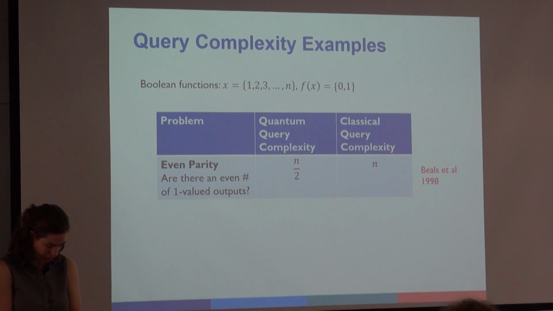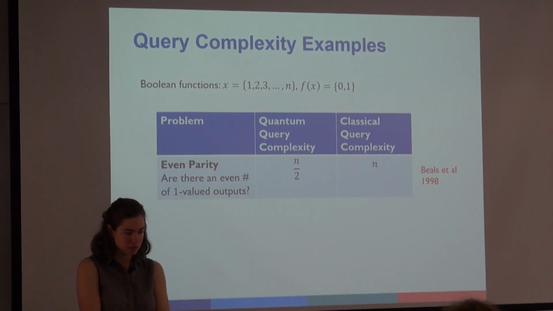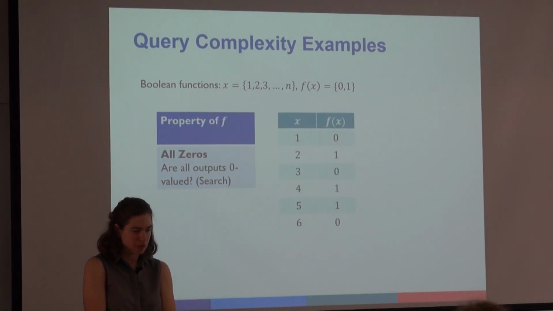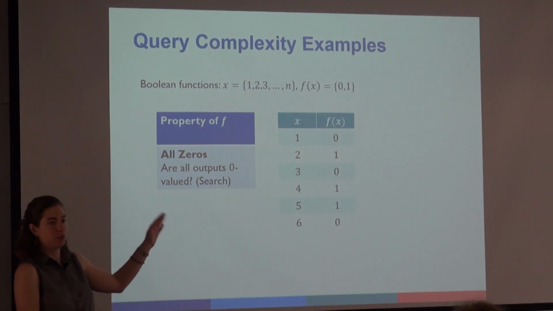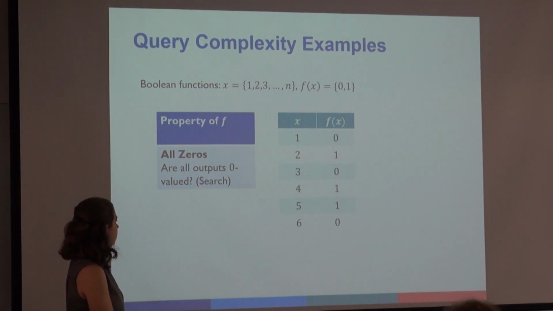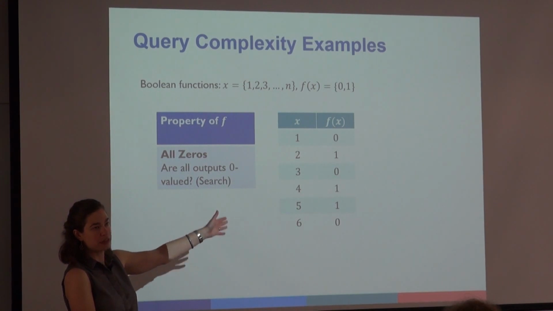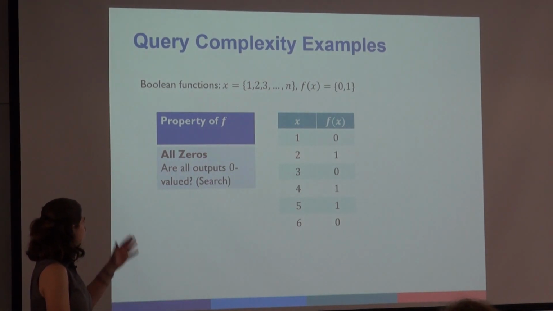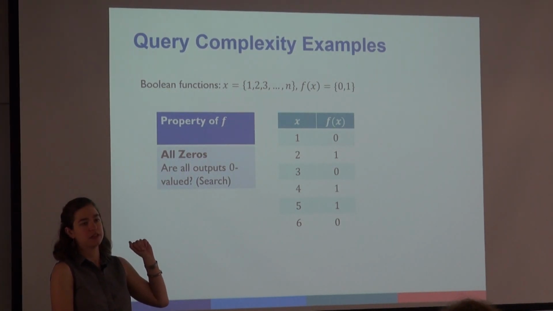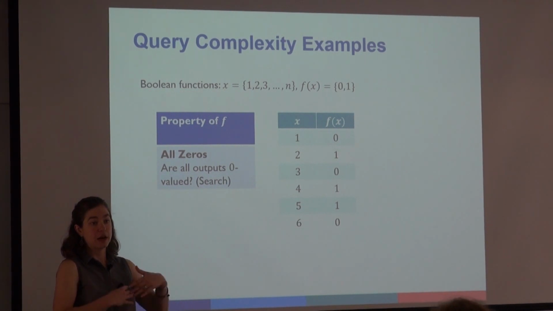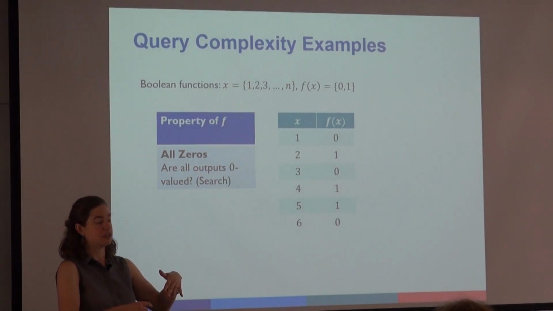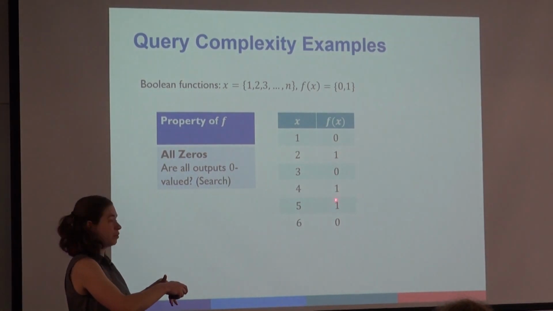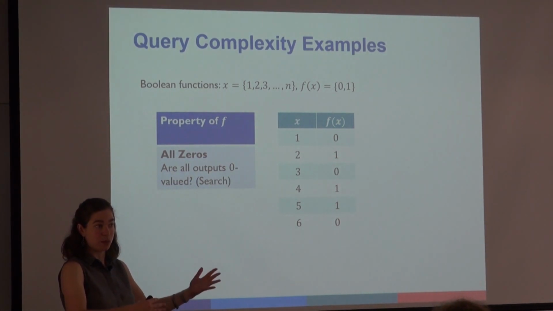Okay, so let's look at another example. Here we'll stick with Boolean functions, and again the outputs are just 0 or 1. Now the question we want to know is, are there any 1s? Does the output contain any 1s, or is it only all 0s? Obviously in this case there are 3 1s, so yes, there are 1s.